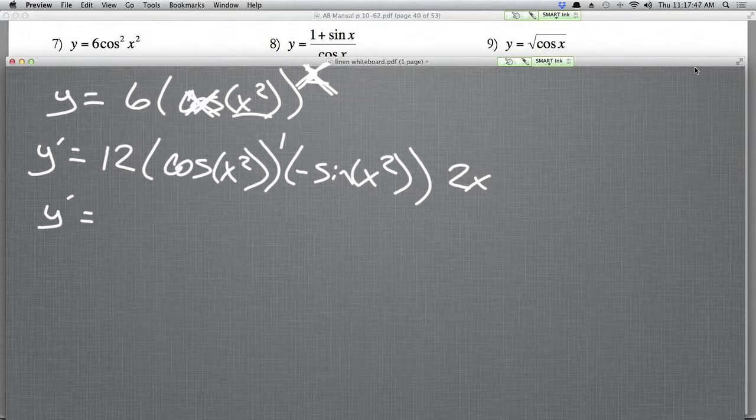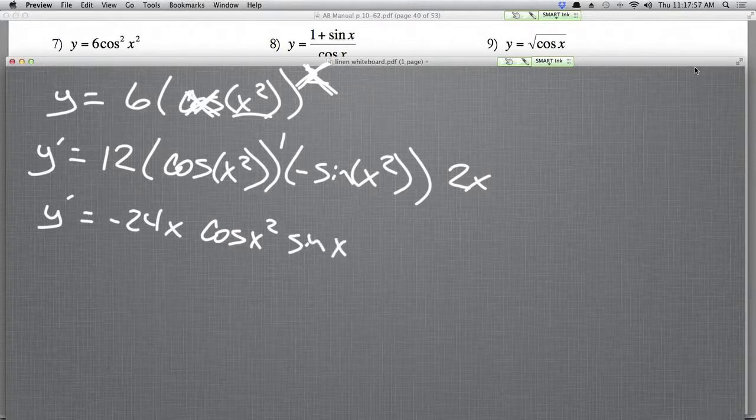Right now, I'm making sure we know how to do the calculus. Obviously, we'd go ahead and do negative 24x cosine x squared sine x squared. That's what I would like the answer to be. But right now, to save us time, I'm just interested in the calculus.